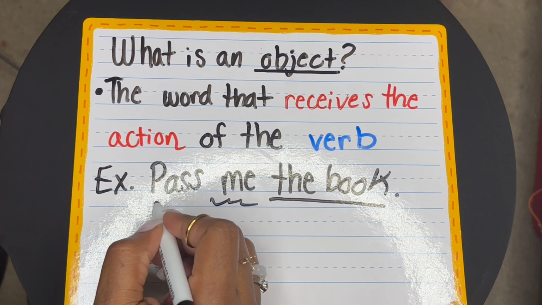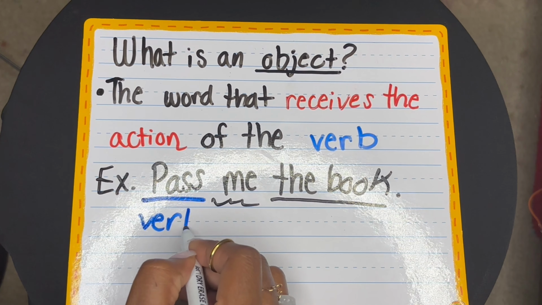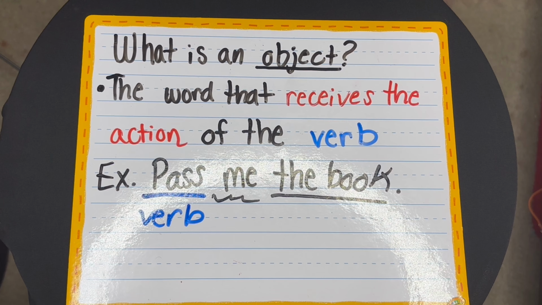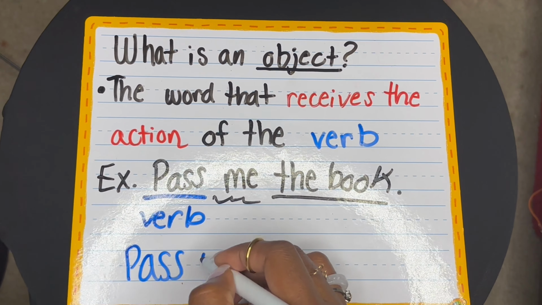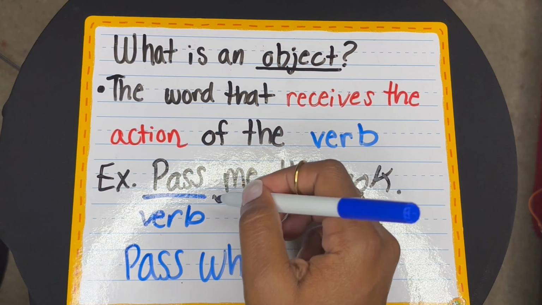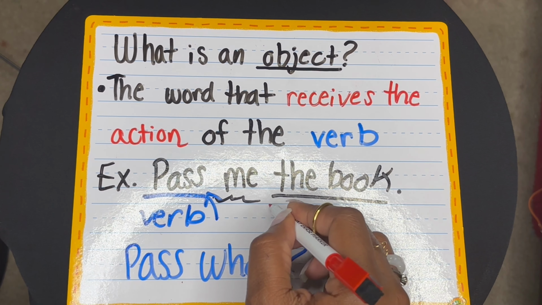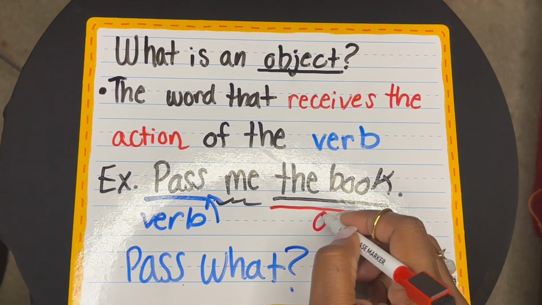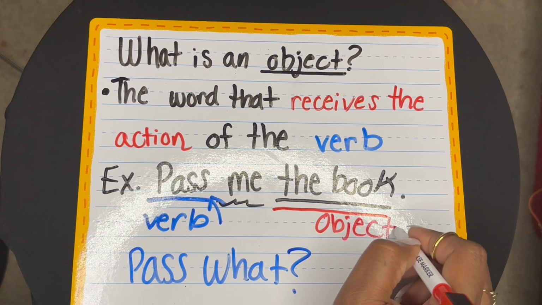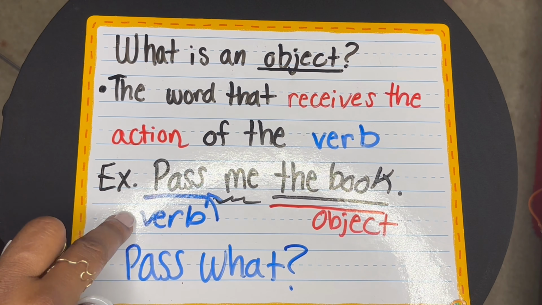So our verb here in this sentence is pass. This is our verb. So in order to figure out which one of these is the object, we have to say pass what? All we did was add the word what to the verb. Pass what? And the answer to that sentence is going to be the book. Pass me the book. So the object in this sentence is the book. So all we're doing is finding out which one of these receives the action of the verb.